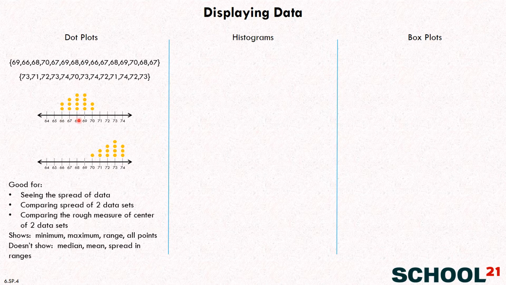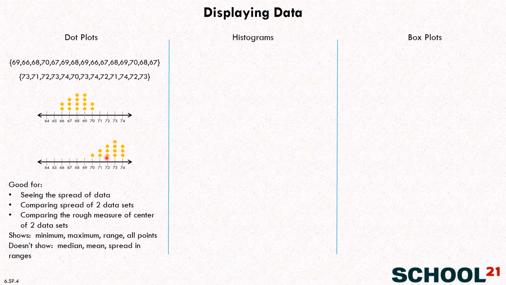So you can see that the spread of this data here is for the first data set and over here is for the second data set. You can compare the spread of two data sets. You can compare the rough measure of center of the two data sets. So this first data set, the center of it is right about here, whereas the second data set, the center is right about here.